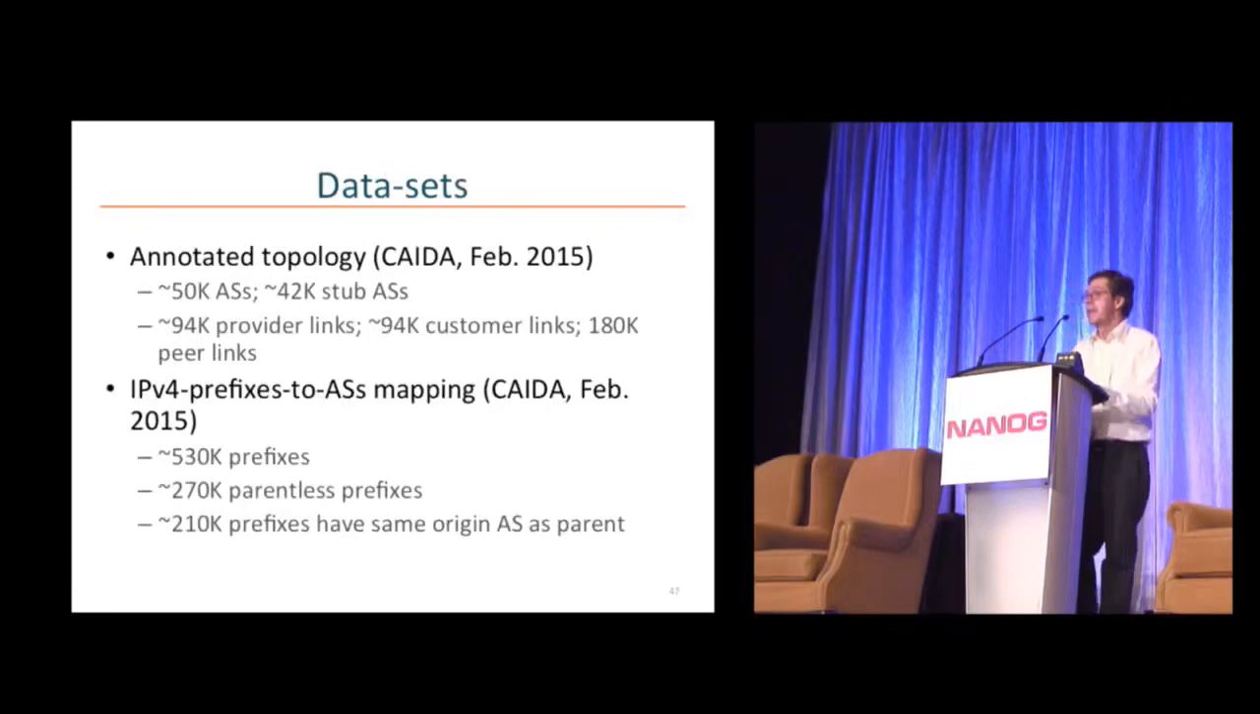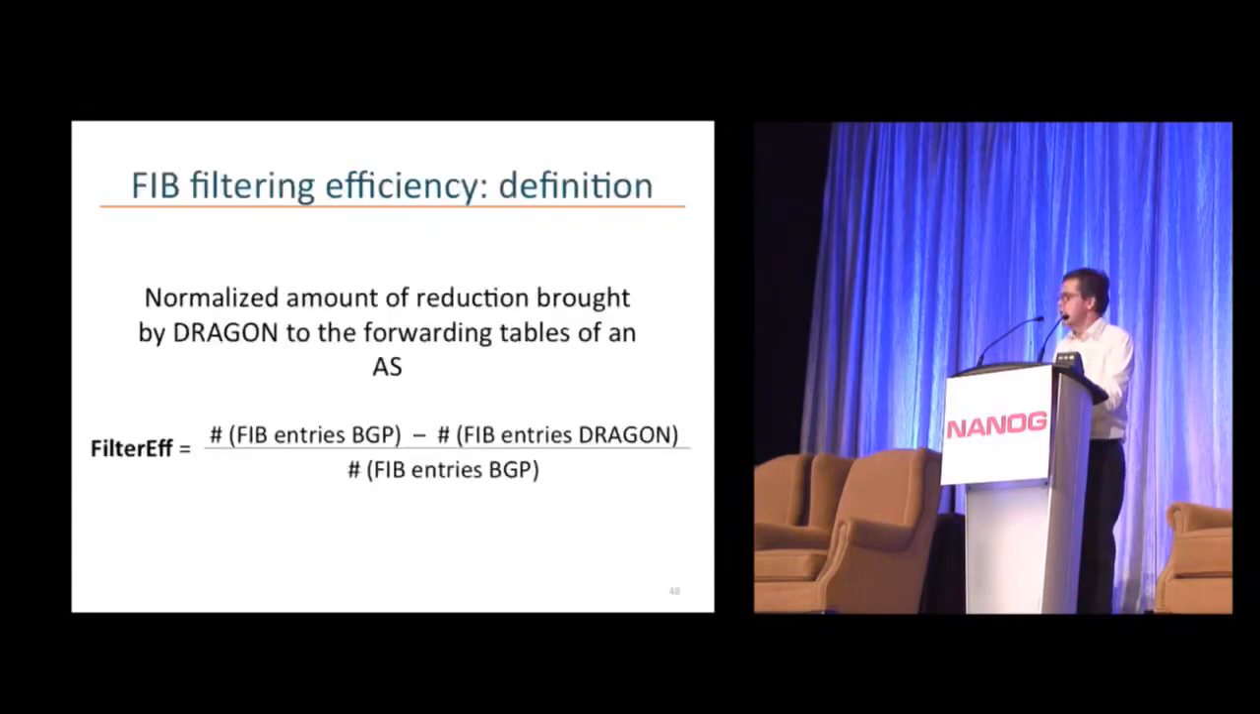Some performance results. We have used the annotated inferred topologies provided by CAIDA. These topologies classify every link as either customer-provider or peer-peer. Accordingly, we have used the Gao-Rexford routing policies. We have also used the IPv4 prefixes to AS mappings provided by CAIDA. Dragon can be evaluated along many different dimensions. I've chosen here just results for the FIB filtering efficiency, which is the normalized amount of reduction brought by Dragon to the forwarding tables of an AS. Okay.